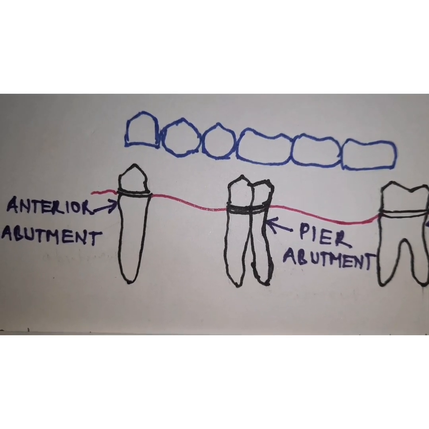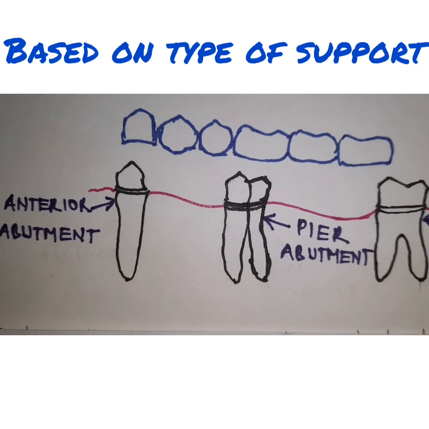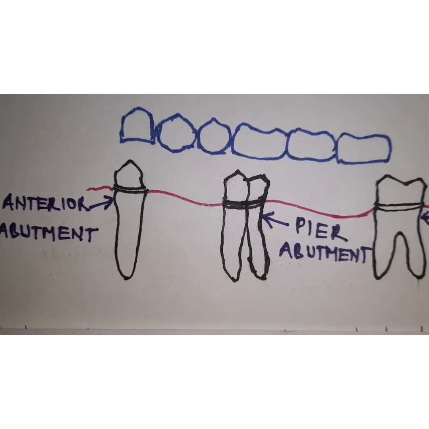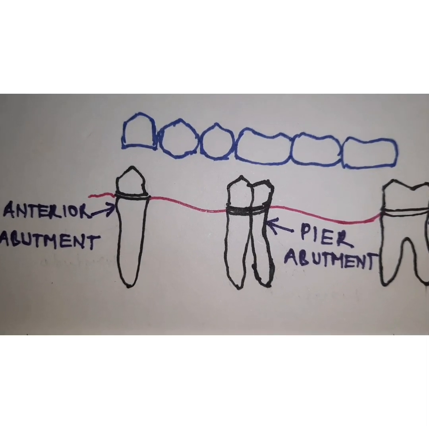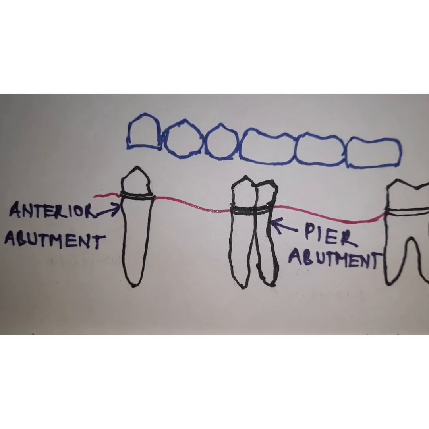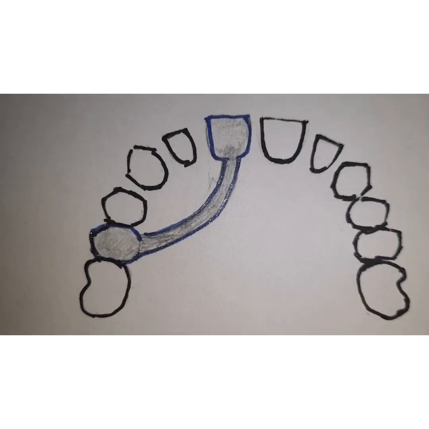Next, on the basis of the type of support provided at each end of the pontic, you can have a fixed design, as I have already explained to you, and a fixed movable design, wherein you have non-rigid connectors. Then you have the cantilever design, already told you about that. And next is the spring cantilever design.